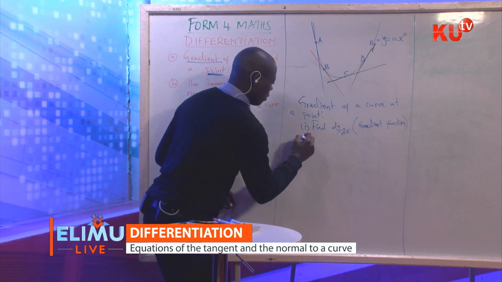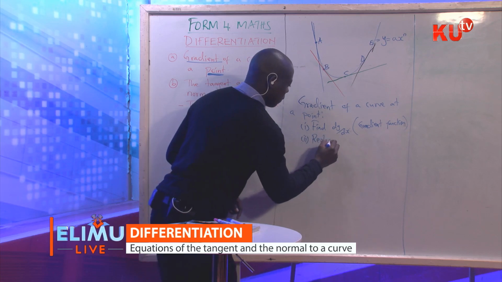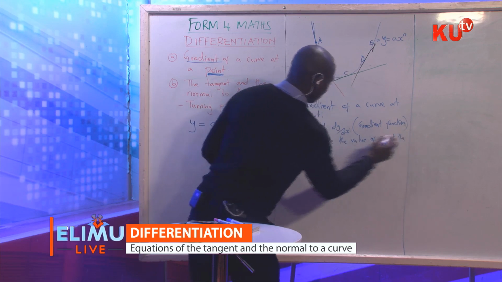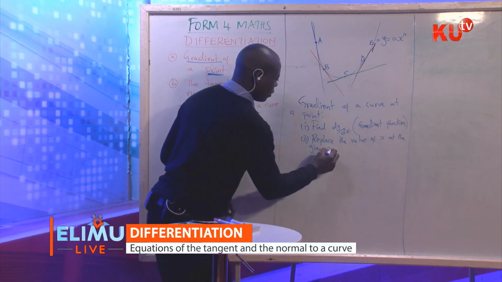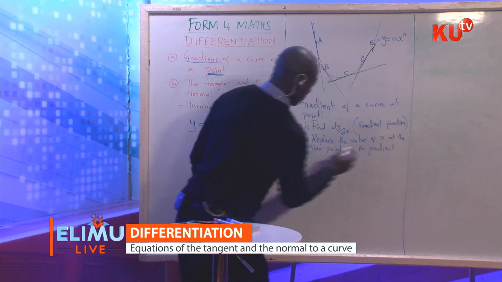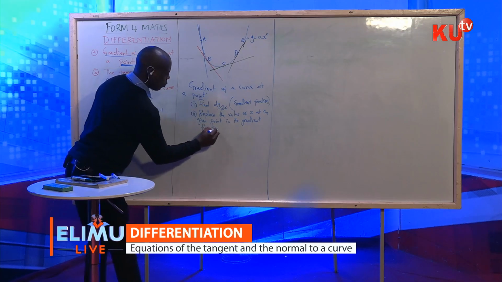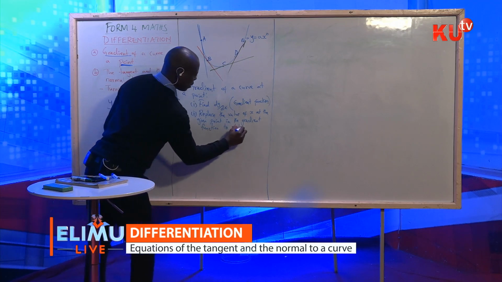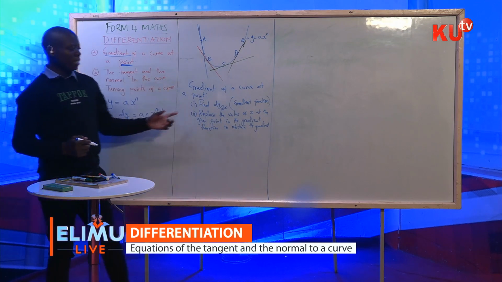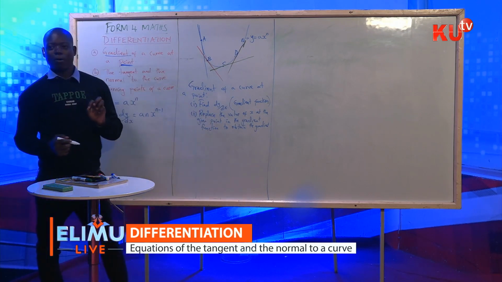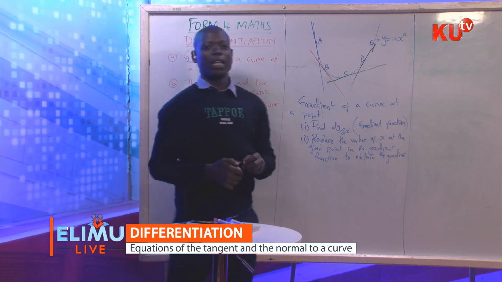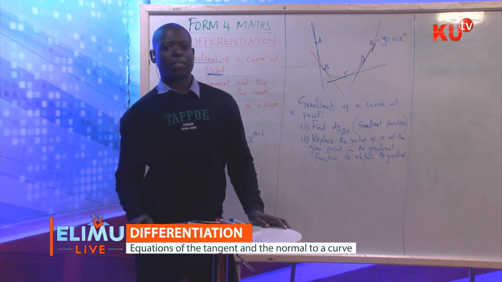Then number 2, you replace the value of x at the given point in the gradient function to obtain the gradient. So we have to replace the value of x at the given point in the gradient function purposely for us to obtain the gradient of the curve at that point.